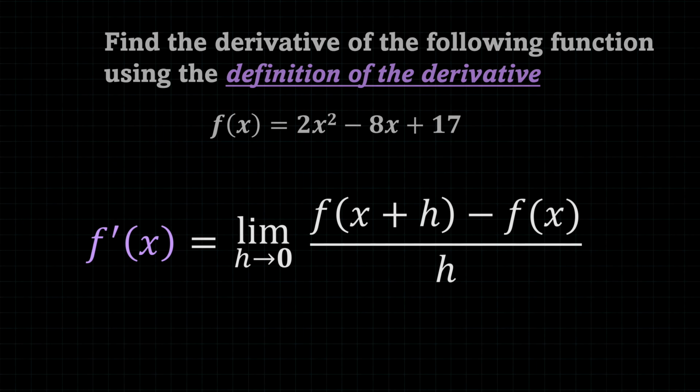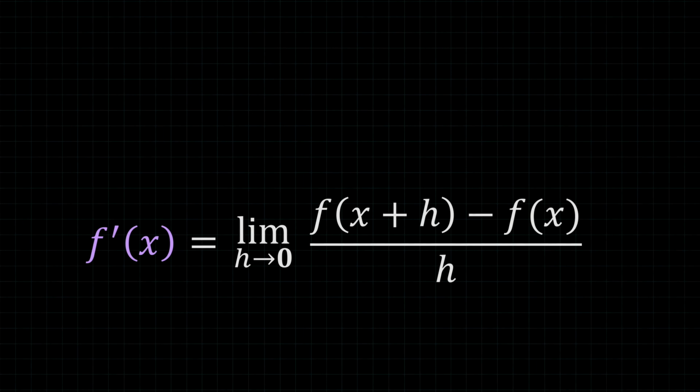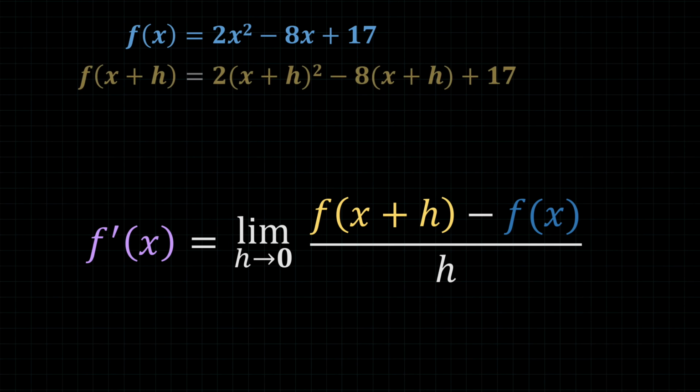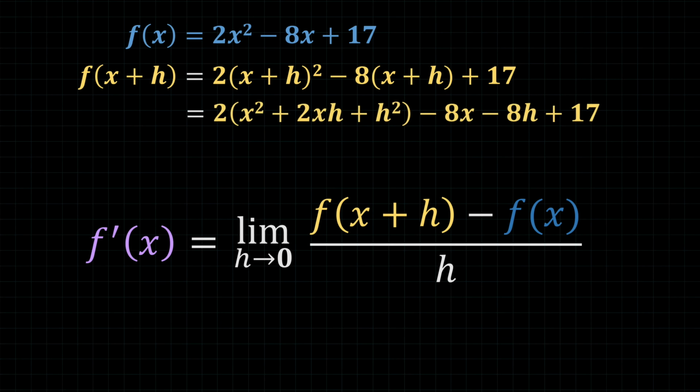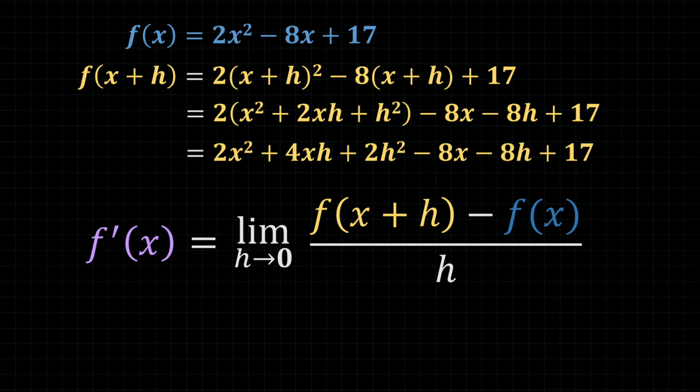All right, so let's focus on the numerator. The numerator has f of x plus h minus f of x. Well, they gave us the function in the question, and that is our f of x, so we're good there. What about f of x plus h? Well, to find that, we just plug in x plus h into the original equation wherever we see an x. We simplify that, and we're going to end up with something that looks like this.